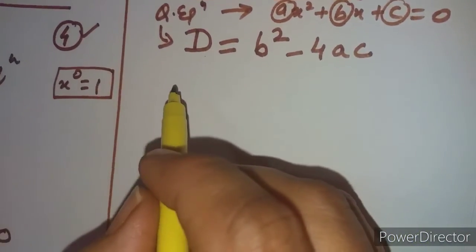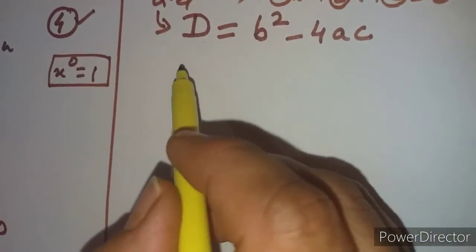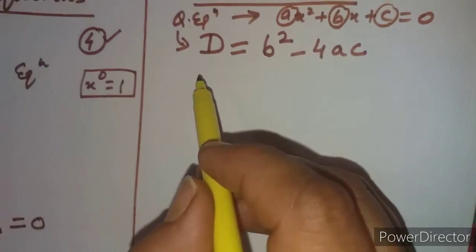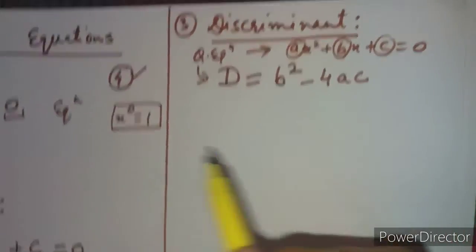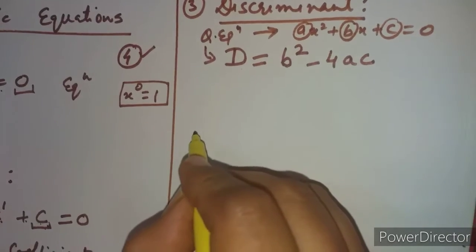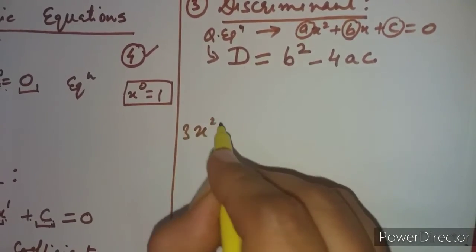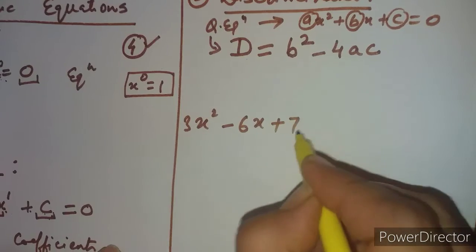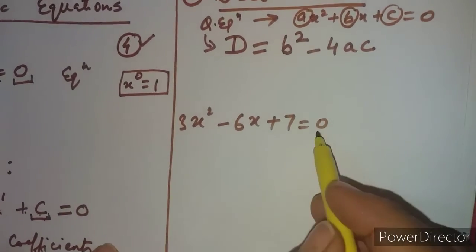I will take up one example to show how to calculate the value of the discriminant for any question. Let me take up one example here: 3x square minus 6x plus 7 equal to 0. This is a quadratic equation.